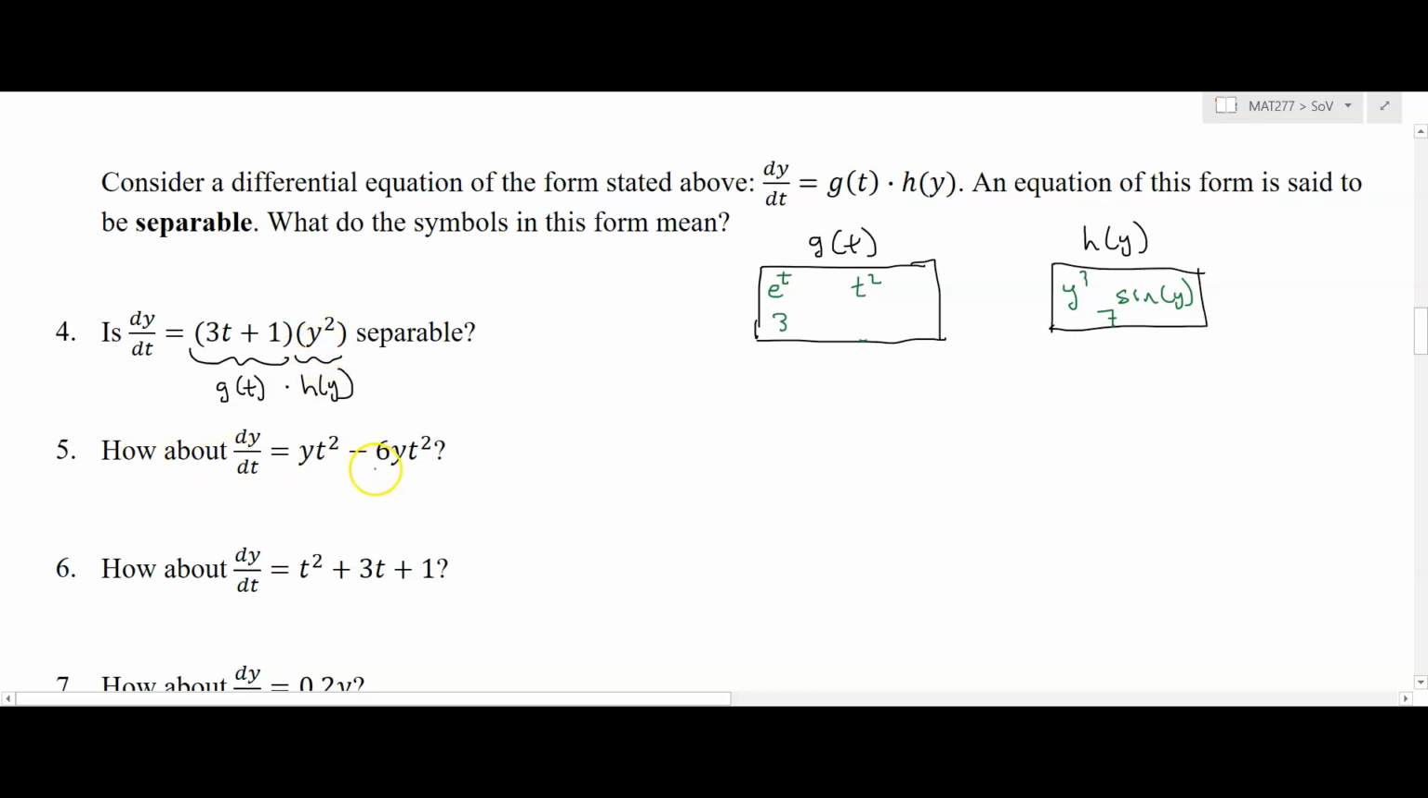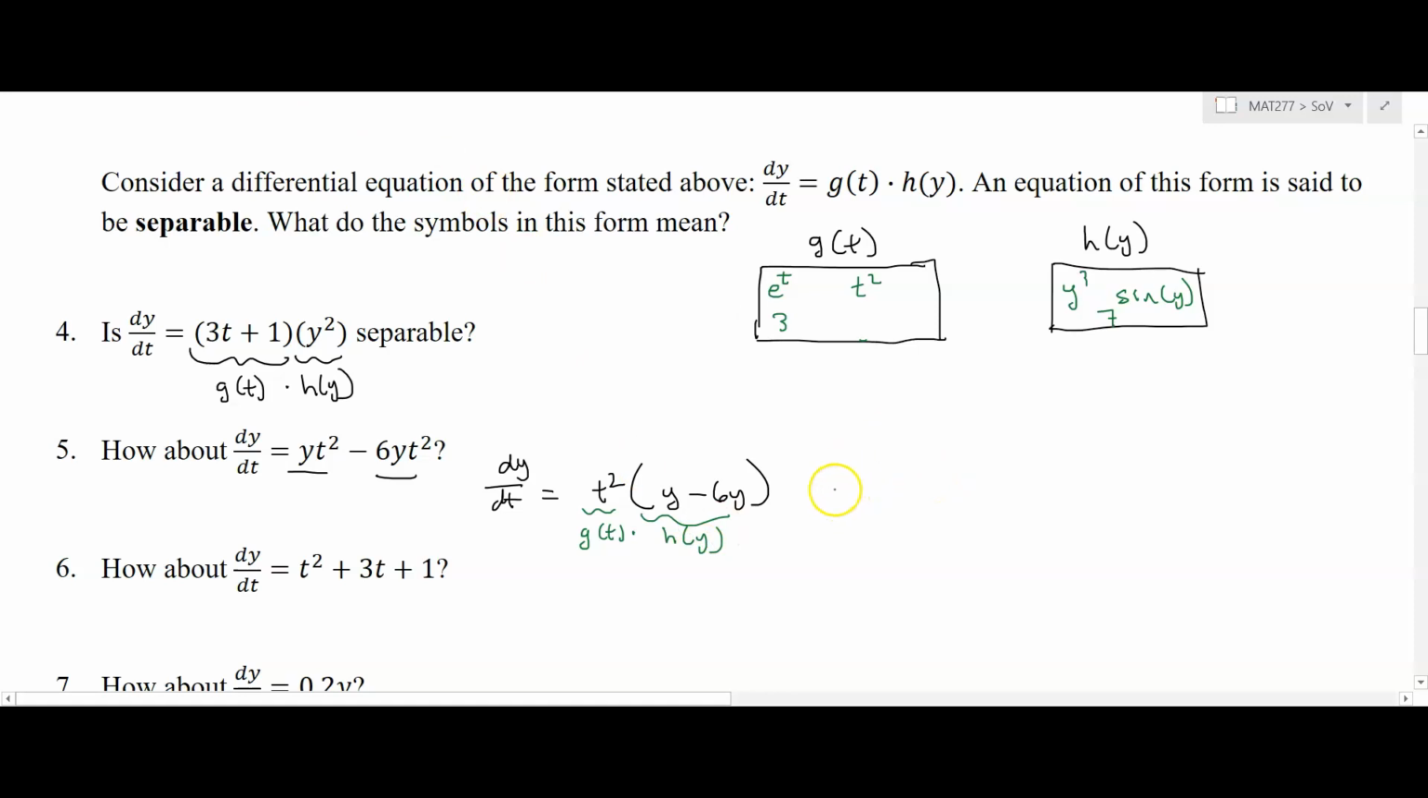Some equations, like number 5, are not initially written in the form that we like. So we sometimes have to massage it a little bit to see if it's possible to get it in the correct form. In this case, I see that both terms contain a y and a t squared. So if I factor out, say, a t squared, or a y, doesn't really matter which, then I could say that (t squared minus 6) times y is now a function of 2 components, a g of t multiplied by an h of y.